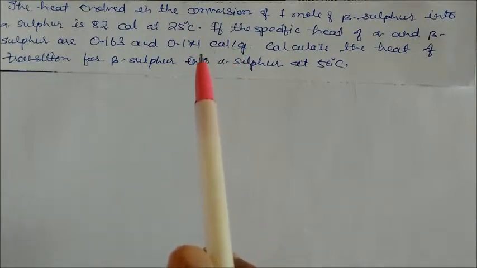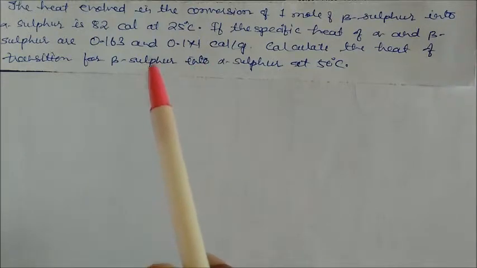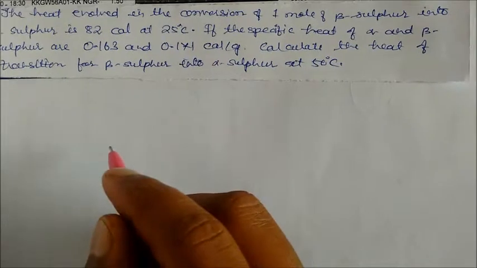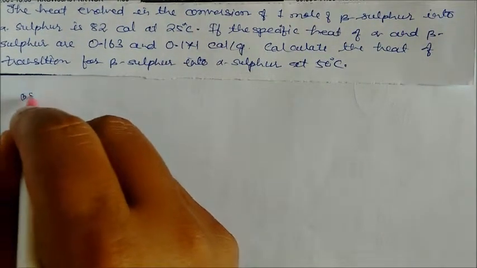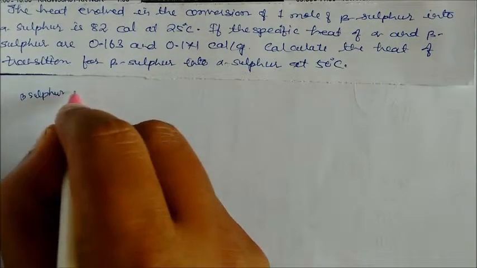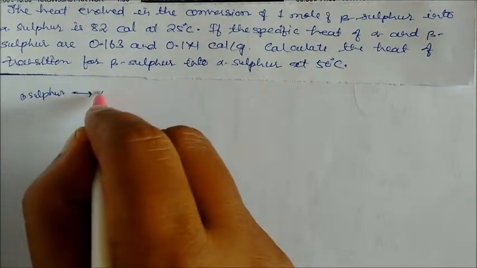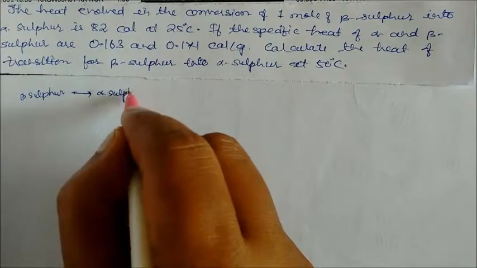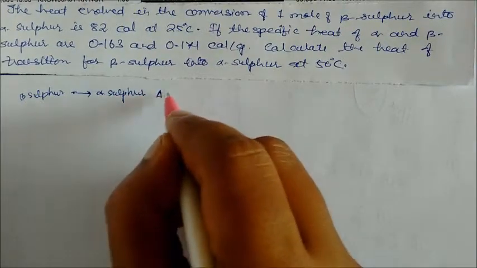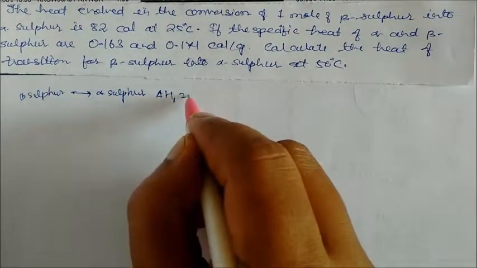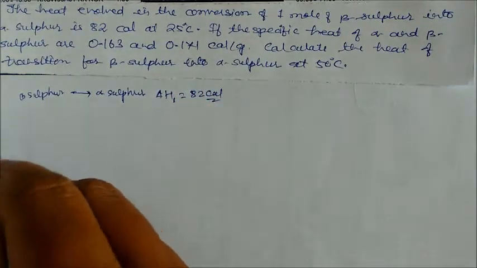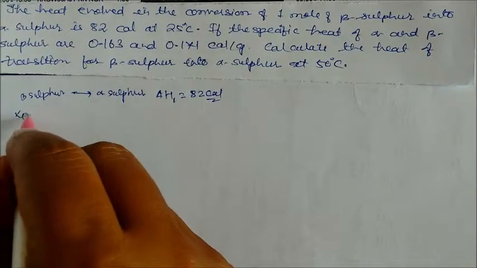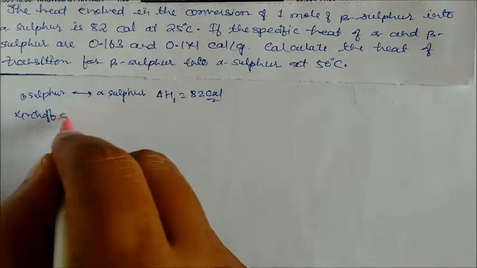For this, at constant pressure, we require the change in specific heat. So first we have to find the change in specific heat, then we can find the answer. First, beta sulfur is converting into alpha sulfur. When beta sulfur converts to alpha sulfur, delta H is initially 82 calorie, which is given here. Now we have to use the Kirchhoff equation.